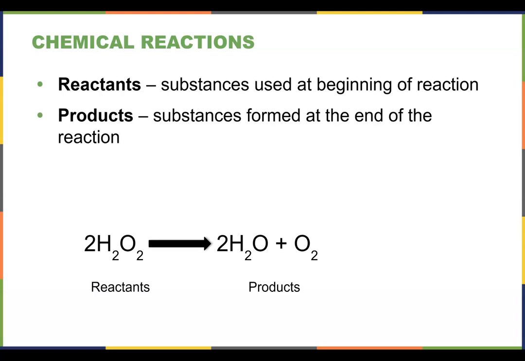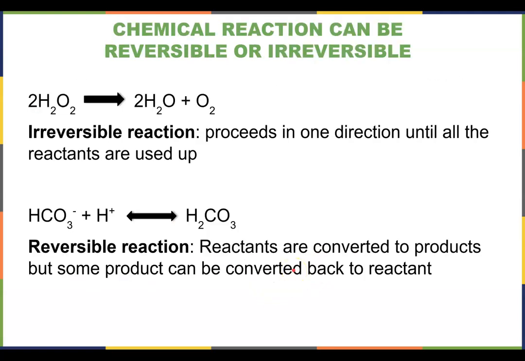So just to recap, what you probably already know: what goes into a reaction is called a reactant, and what comes out of a reaction is called the product. This reaction is showing you hydrogen peroxide breaking down into water and oxygen. So we get some bubbles of oxygen out of that. This is called an irreversible reaction. It only proceeds in one direction until all the reactants are used up. As we use up all the hydrogen peroxide, we'll end up with only water and oxygen.